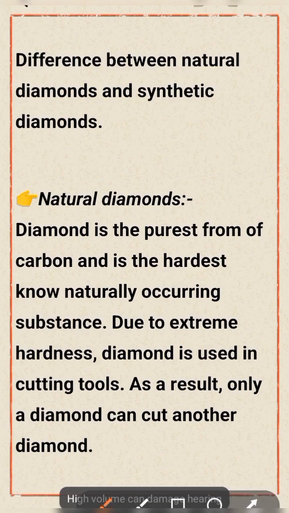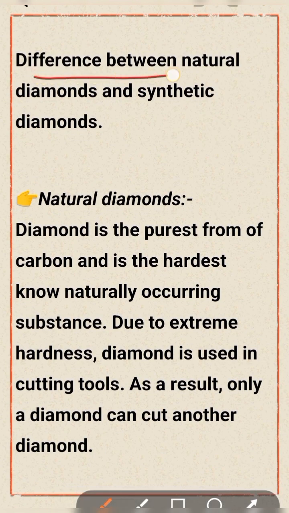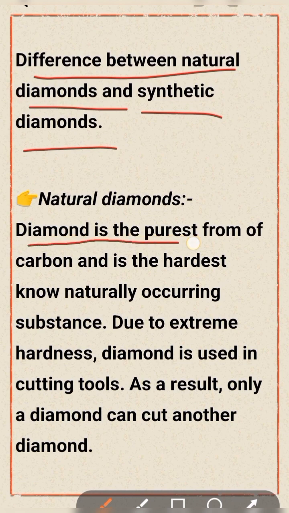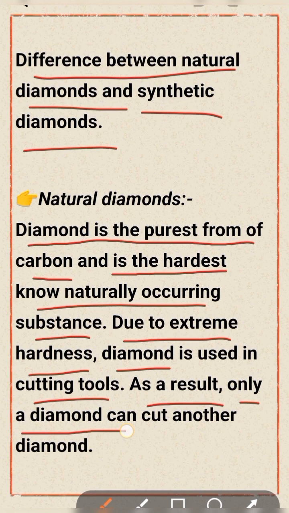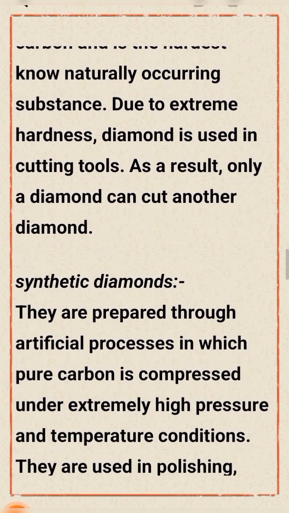My dear viewers, now the difference between natural diamonds and synthetic diamonds. Natural diamond is the purest form of carbon and is the hardest known naturally occurring substance. Due to extreme hardness, diamond is used in cutting tools. As a result, only a diamond can cut another diamond.